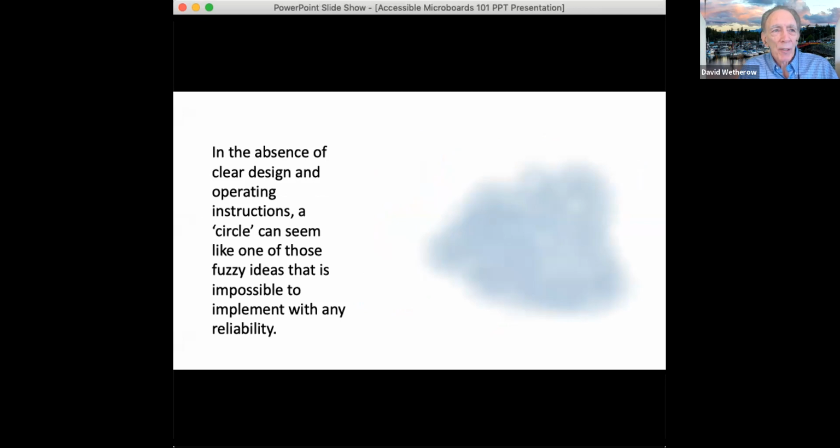In the absence of clear design, a circle can seem like one of those fuzzy ideas that's impossible to implement with any reliability. People have been kind of working on circles of support for a number of years.